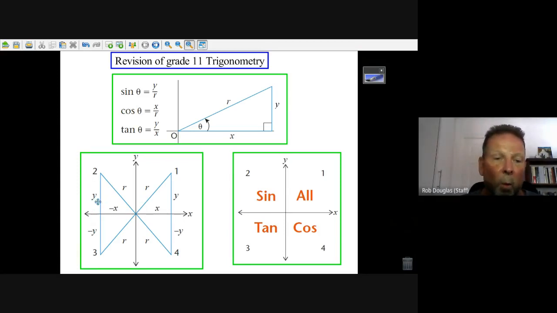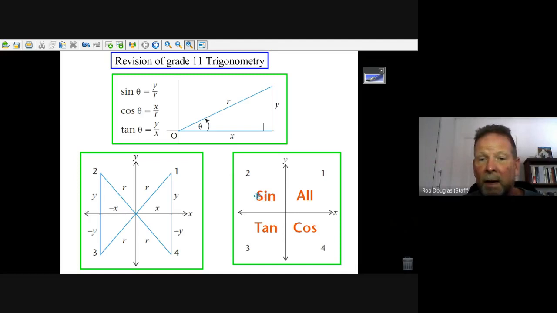y is positive because you're going up. And so opposite over hypotenuse, sine is positive, but cosine, which is minus x over r, that becomes negative. Because you've gone to the left, this adjacent side is negative, and it makes cosine negative. And y over minus x, y over x is tangent, y over minus x makes tangent negative.